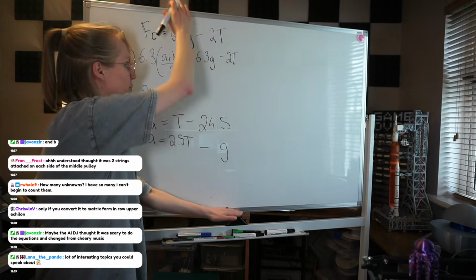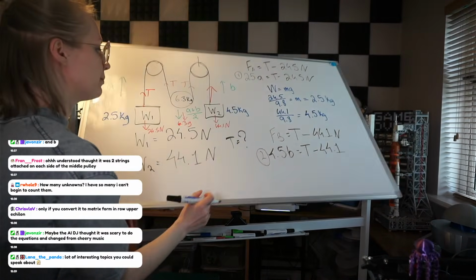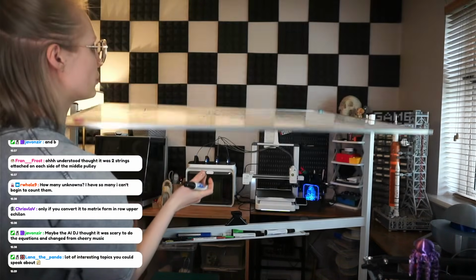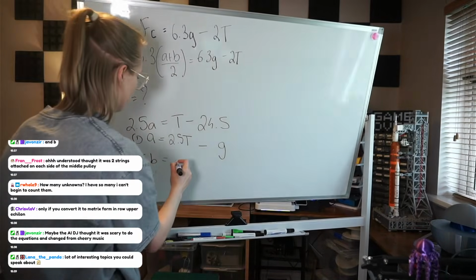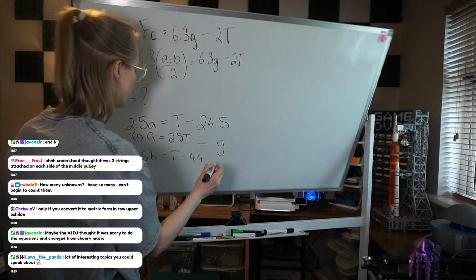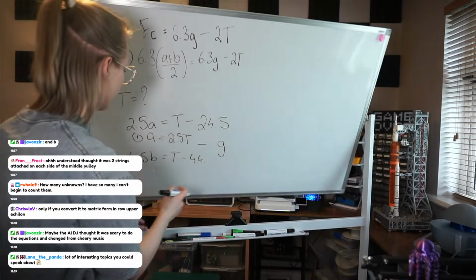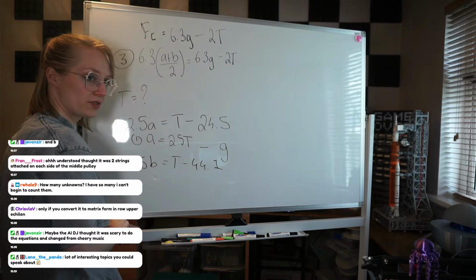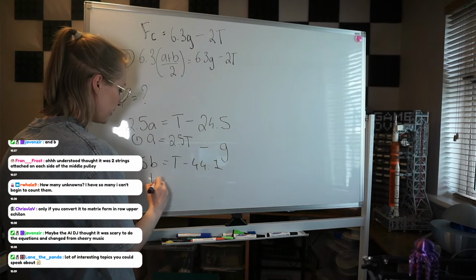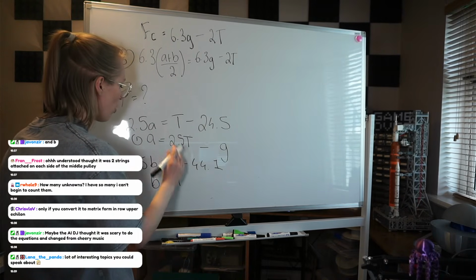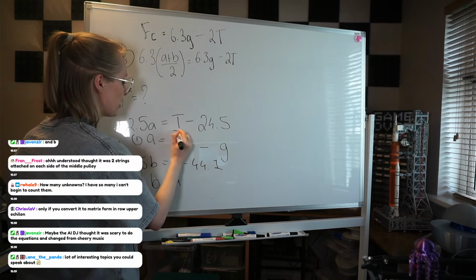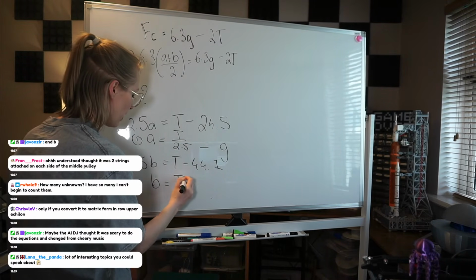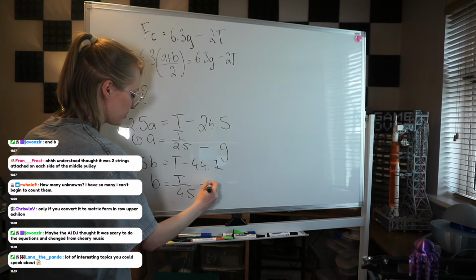Let's look at the second equation, B. 4.5B is equal to T minus 44.1. So we're going to divide across by 4.5. That becomes B is equal to T divided by 4.5 minus g. Oh, all right. That's meant to be T divided by 2.5, by the way, in the first one. There. That's going to be T divided by 4.5 minus g.